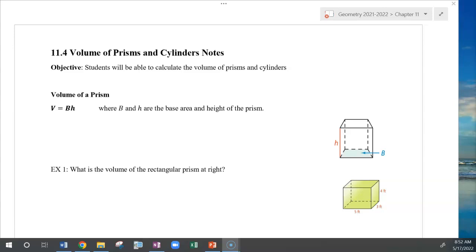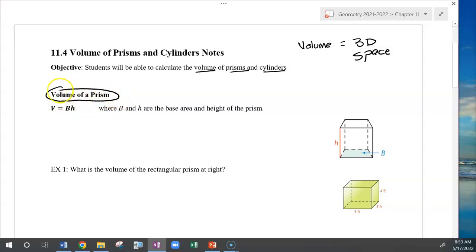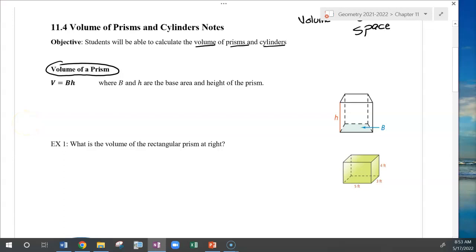What we're going to do today is calculate the volume of prisms and cylinders. So volume refers to the amount of 3D space. And first of all, we're going to do volume of a prism, and there's a really nice nifty formula for it. Volume is going to be big B, capital B, times H. Now B is the area of the base, and then H is the height.